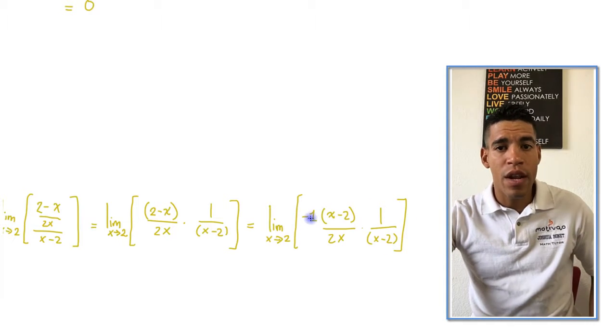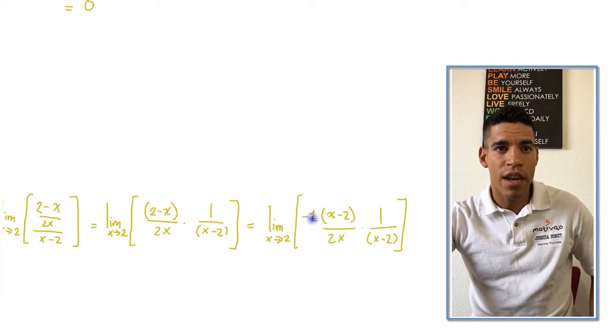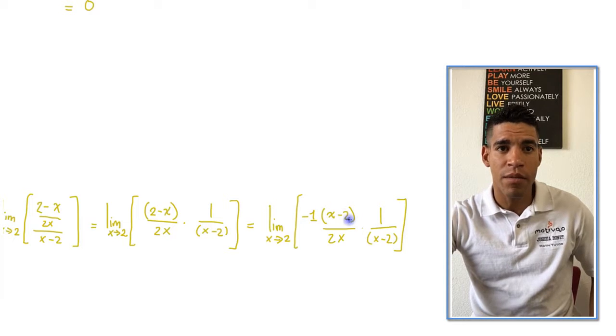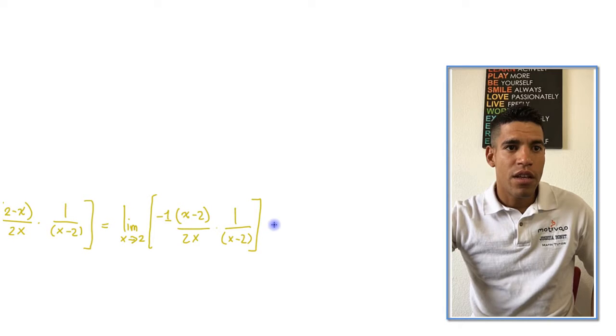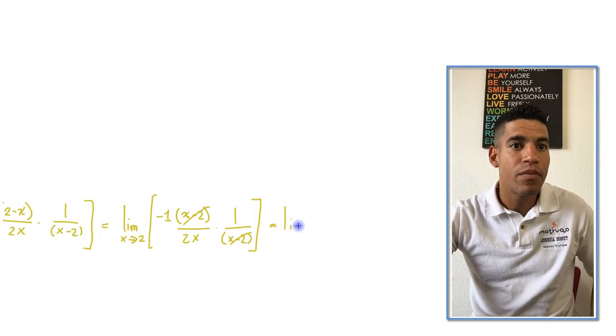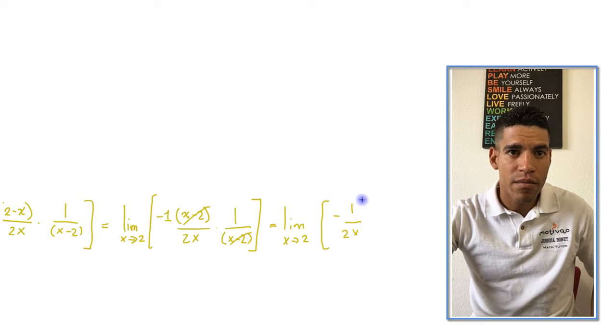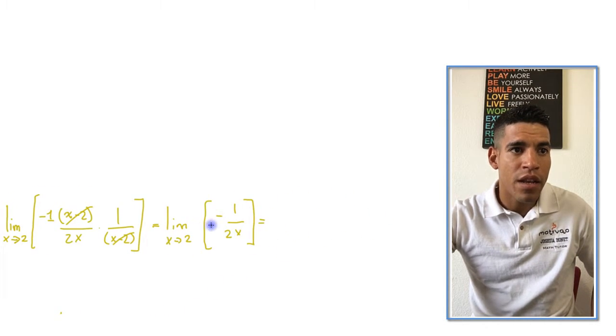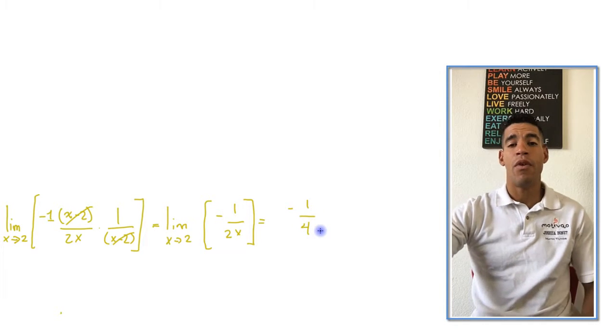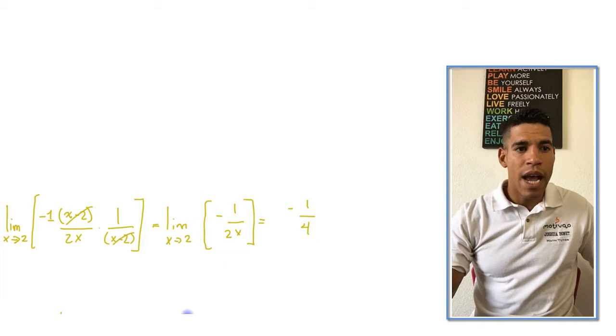Okay? Notice that using distribution, negative 1 times x is negative x, negative 1 times negative 2 is positive 2, which is the same thing as 2 minus x. So now that we have the same thing, we can cancel them. And we have negative 1 over 2x. And then we can plug in 2. So you got negative 1 over 2 times 2, which is 4. And that's your limit. Okay?